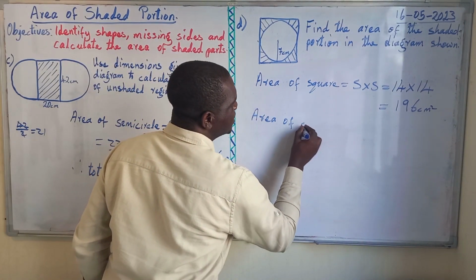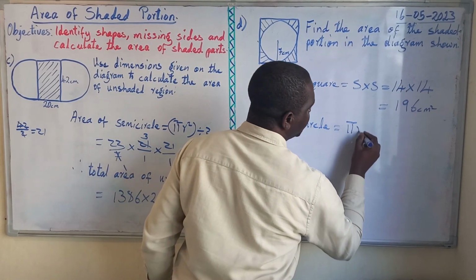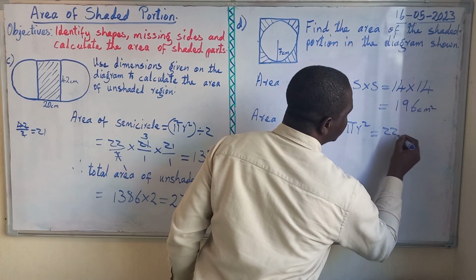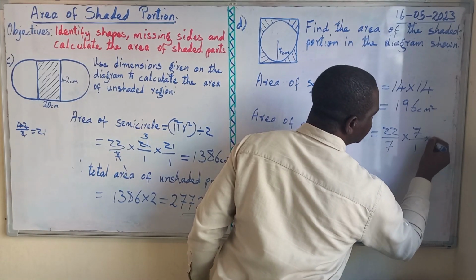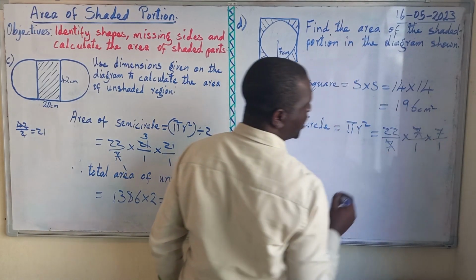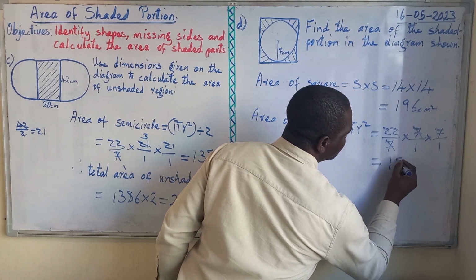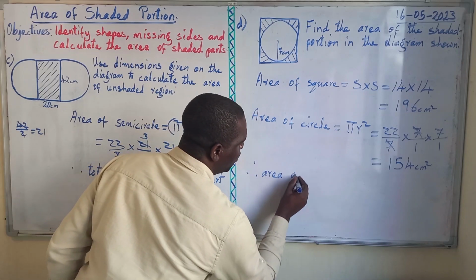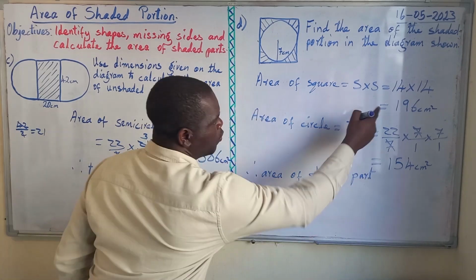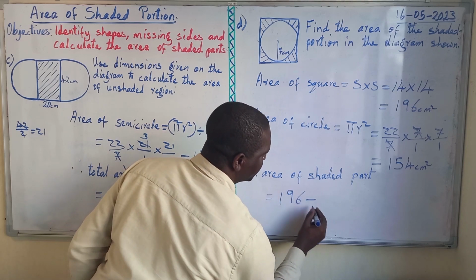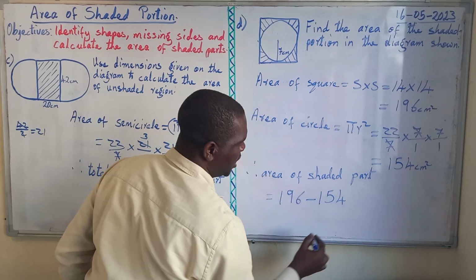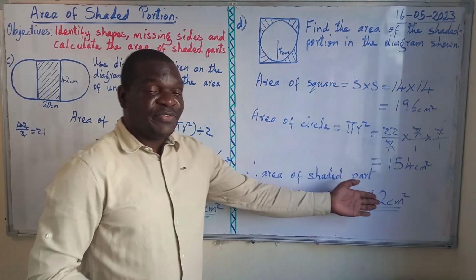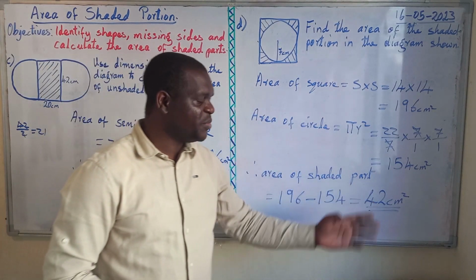Area of circle equals pi radius squared. And if we substitute here, pi is 22 over 7. Our radius is 7 over 1 times 7 over 1. 7 can simplify 7, and the area here is 154 centimeters squared. Therefore, area of shaded parts will be equal to 196 minus 154, and this will be equal to 42 centimeters squared. If you solve correctly, this is what you will have as the answer.